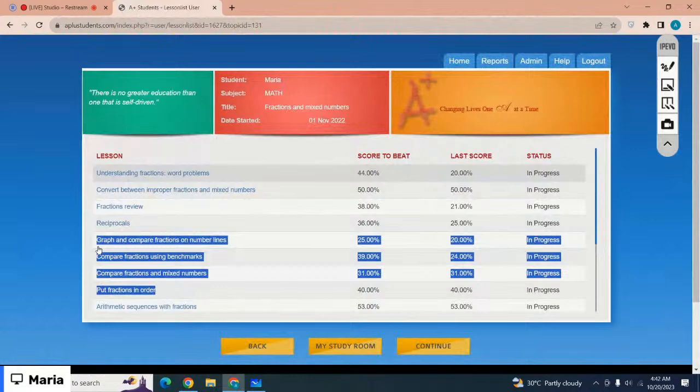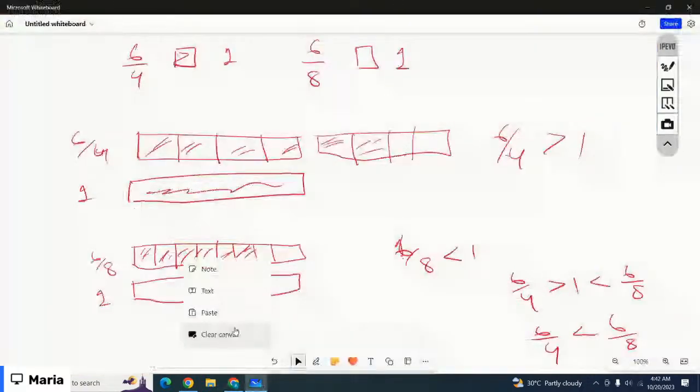So please make sure before the next session you complete all the practice questions for the lessons we did today. That is your homework until next session.